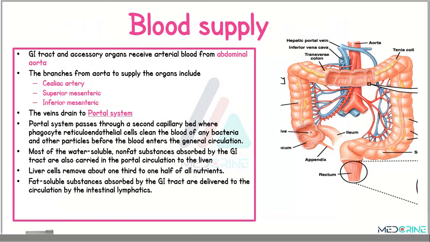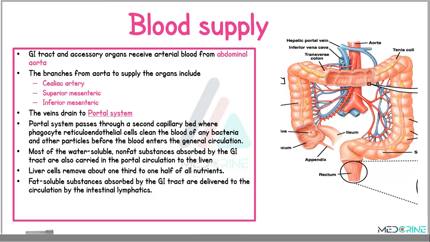So what is the blood supply of the digestive or gastrointestinal tract? The gastrointestinal tract gets its blood supply from the abdominal aorta, and the branches from the aorta that supply the GIT are the celiac artery, superior mesenteric artery, and inferior mesenteric artery. The venous drainage occurs to the portal system, and this portal system passes through the secondary capillary bed where phagocyte reticuloendothelial cells clean the blood of any bacteria and other particles before the blood enters into the general circulation.